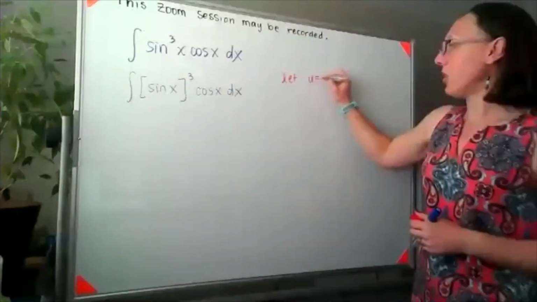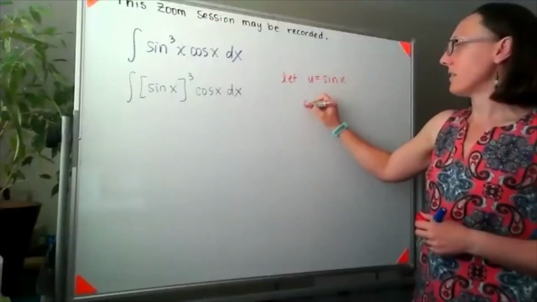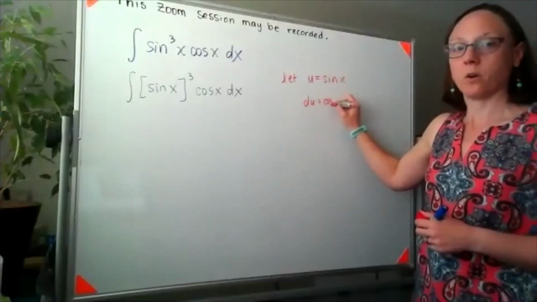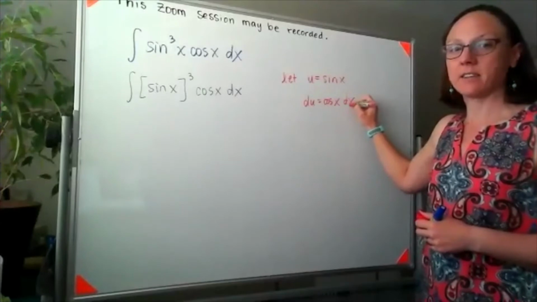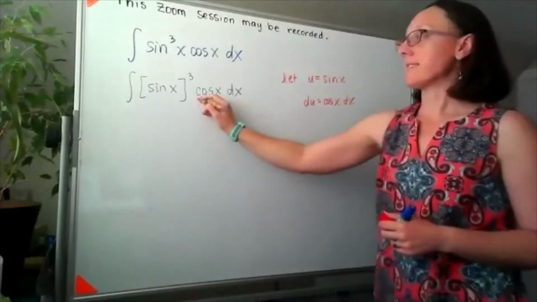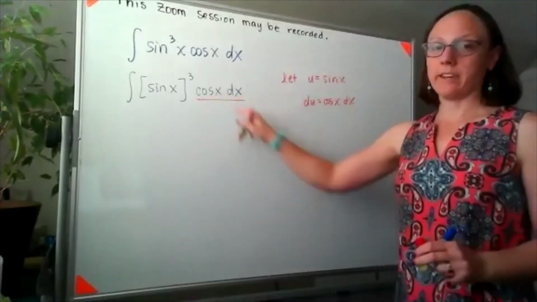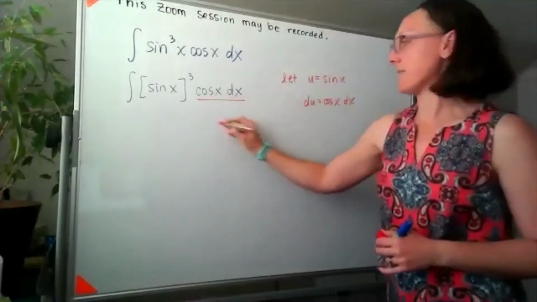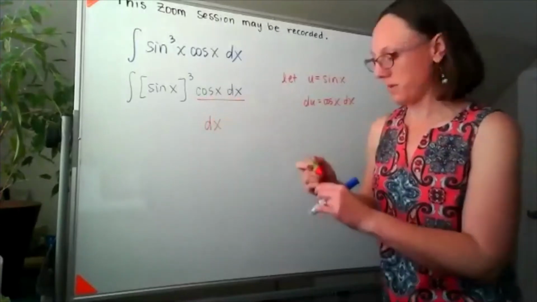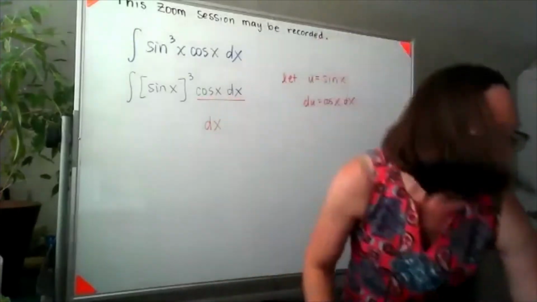So if I let u be equal to sine of x, then du is going to be cosine x dx. And this time, I don't have to do anything to it. It's just sitting there. I've got my cosine x dx. That's equal, oops, not dx. That's equal to du.